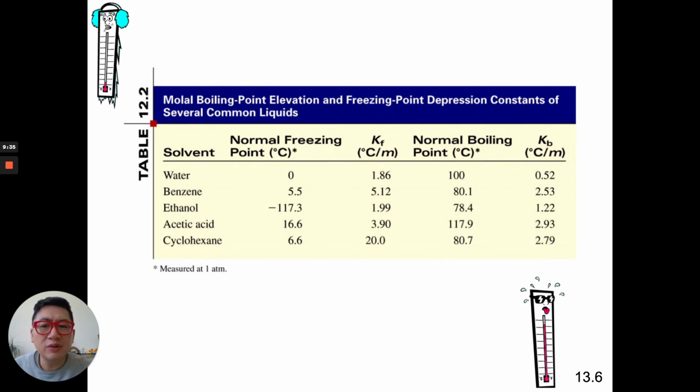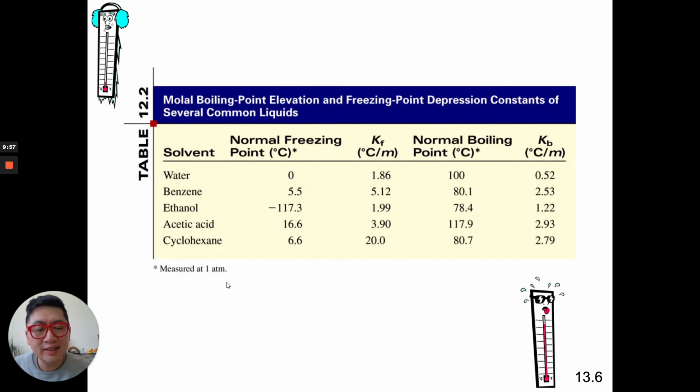But let's say you're not freezing water. You're freezing alcohol, pure ethanol. Then KF of ethanol, 1.99. KB of ethanol or alcohol, 1.22. So KB and KF, not numbers you memorize. By the way, we're always assuming 1 atmosphere, so we're talking about at sea level.